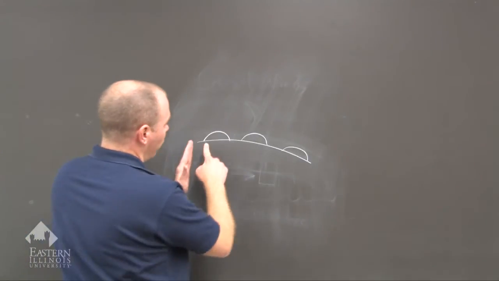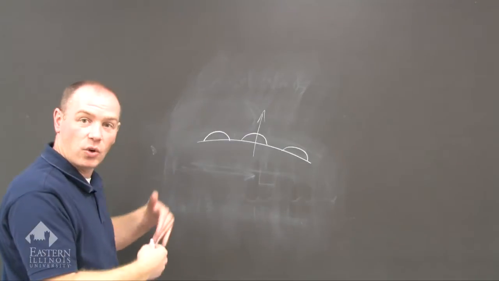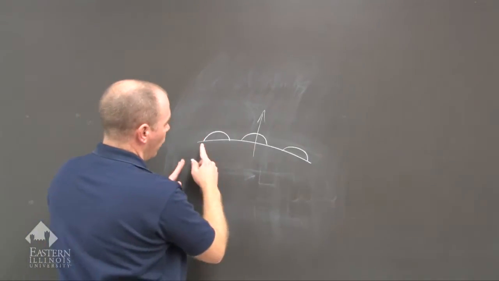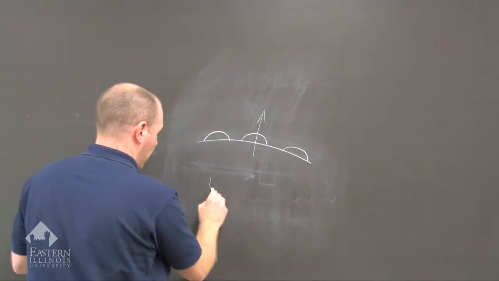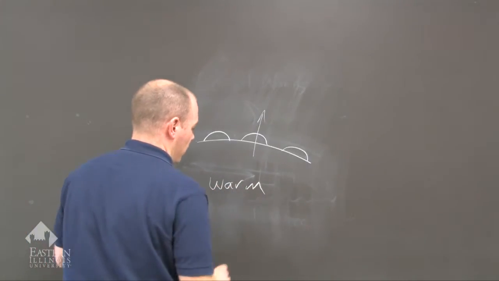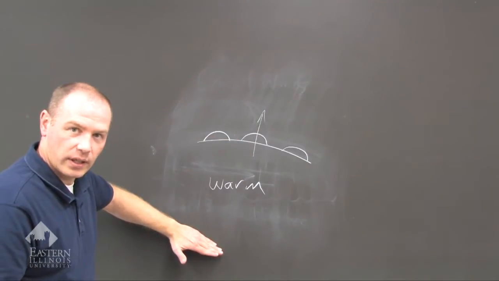The symbols on fronts are always on the side that the front is moving toward. So in this case, we have a warm front that is moving toward the north. So again, this is the warm front, and everything behind that front is warm air.